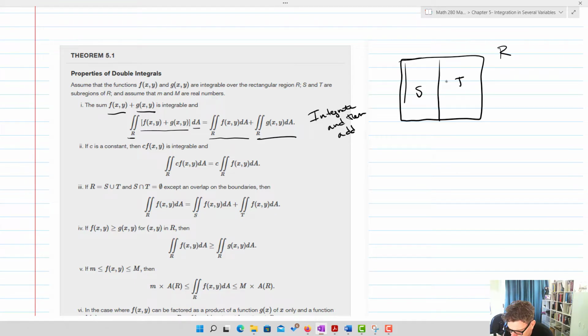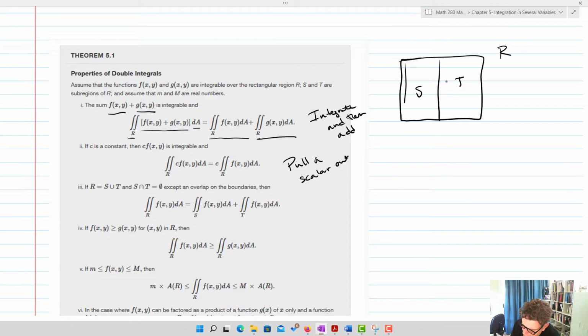Now, if c is constant, then c of f of xy is integrable. So c is some constant or scalar. And basically what that means is you can pull a scalar out. The double integral of c times f of xy dA is equal to c times the double integral over R of f of xy dA. So this is pull a scalar out, and we do that all the time. That's something you can do when you're working with double integrals as well.